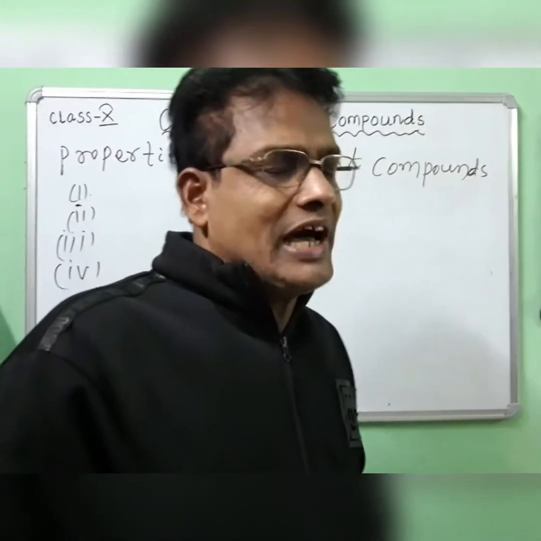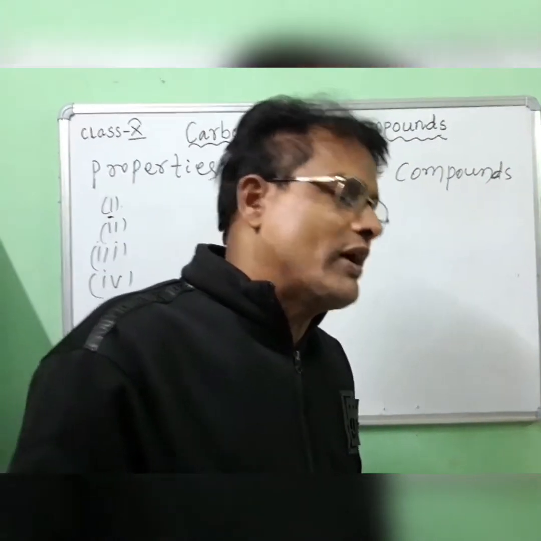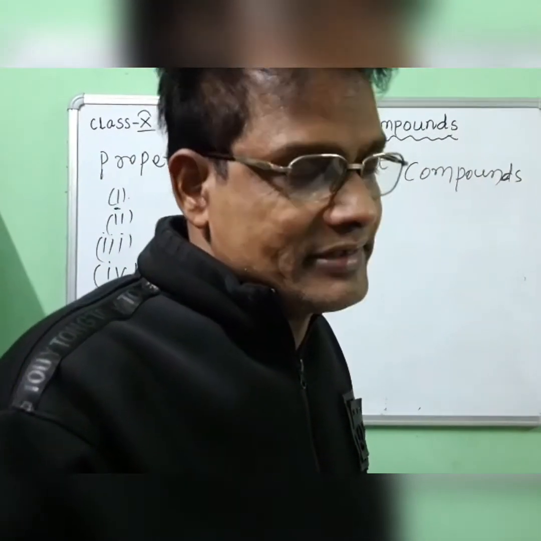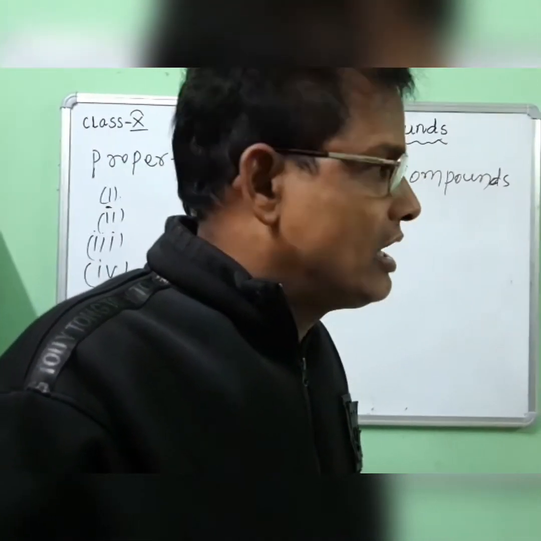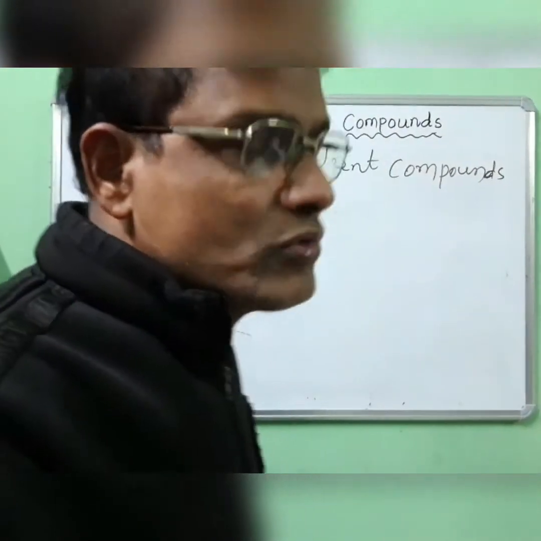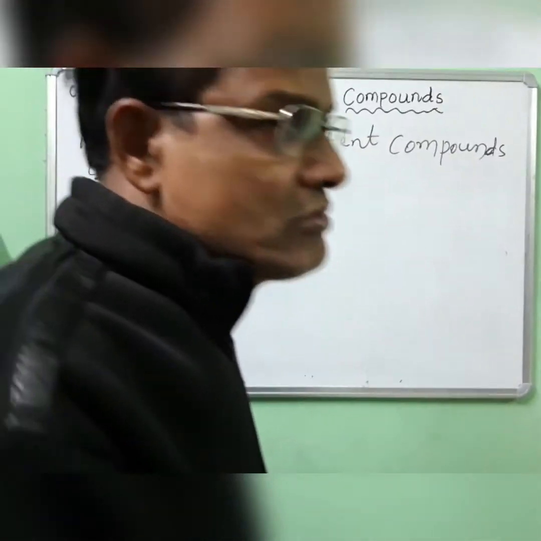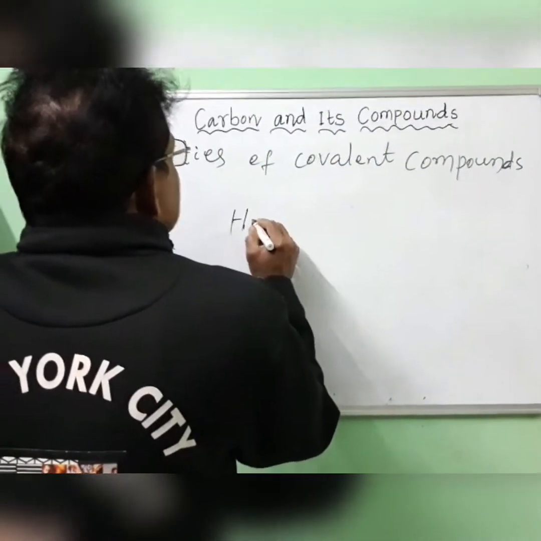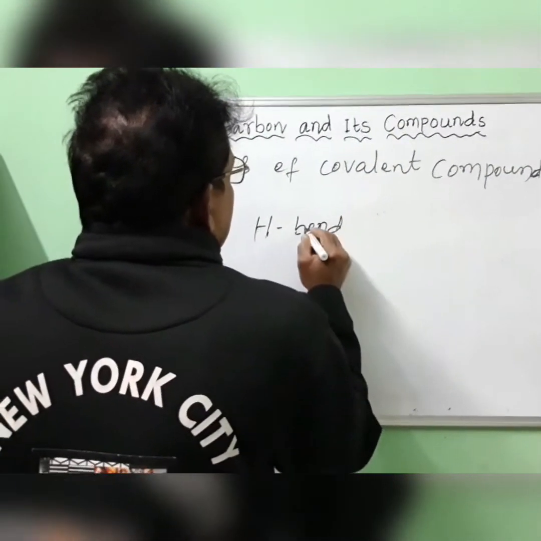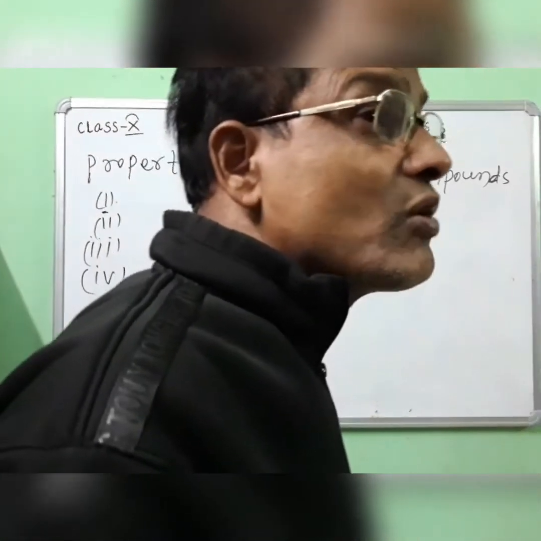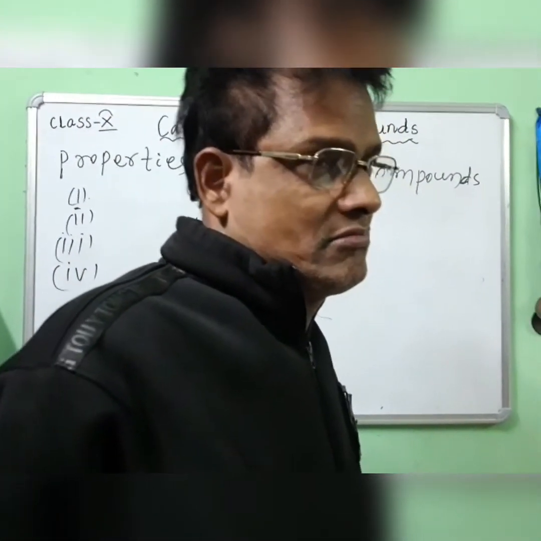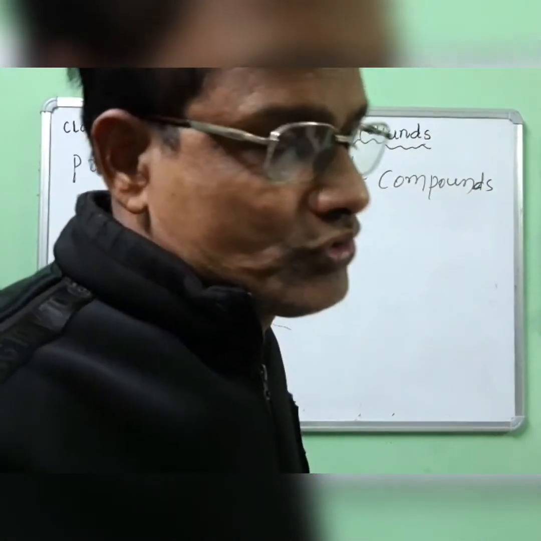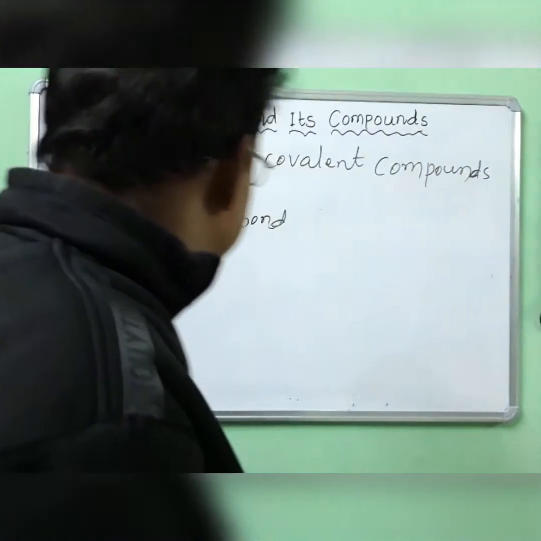Next, fourth one is, covalent compounds are generally insoluble in water but soluble in organic solvents. Okay. But some of the covalent compounds are capable of forming H bonds, which are soluble in water. So these are the properties of covalent compounds.